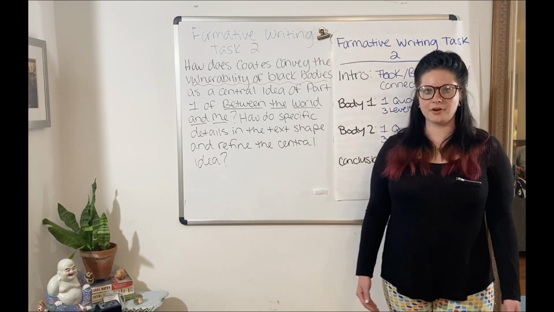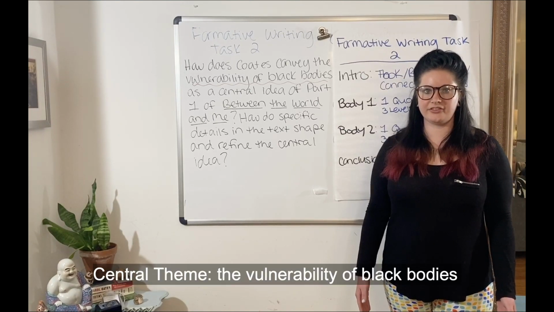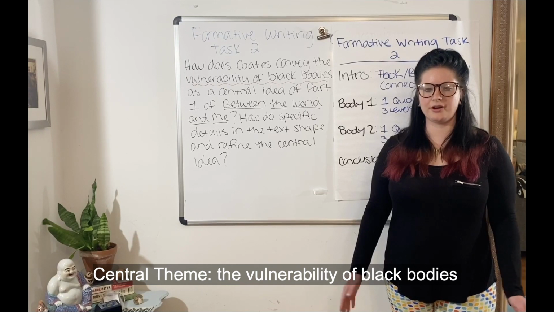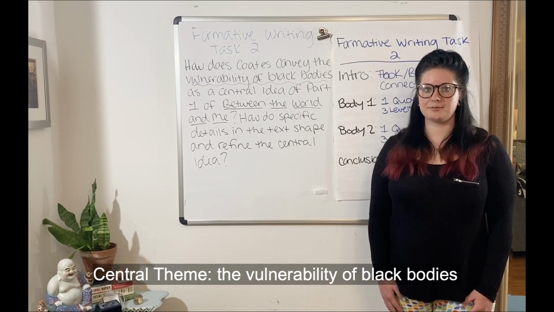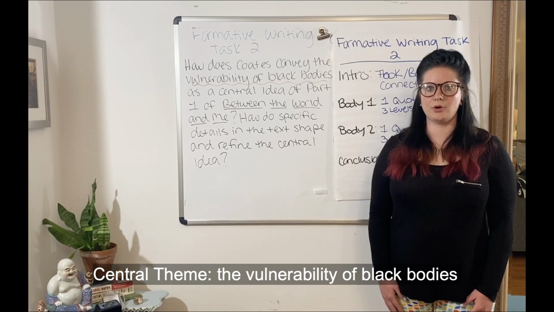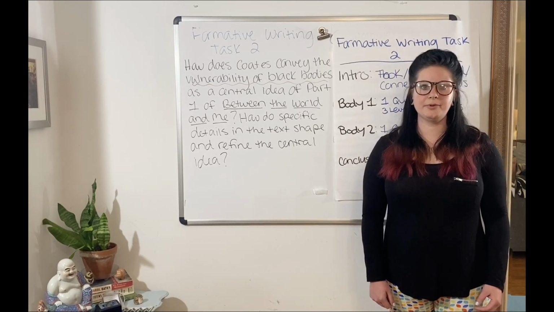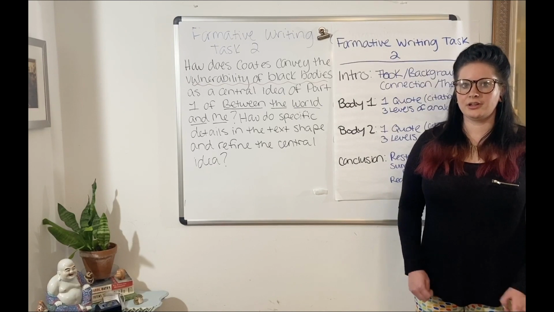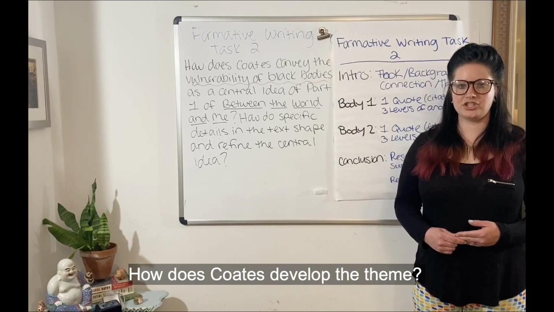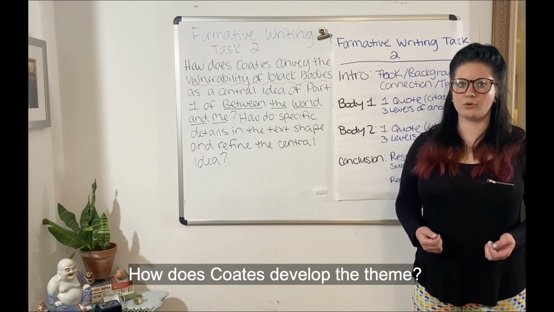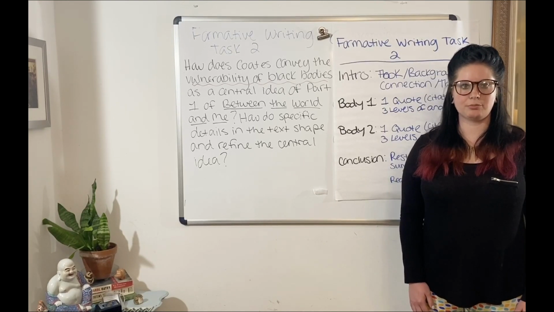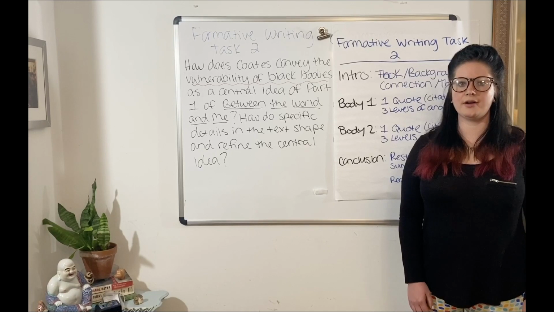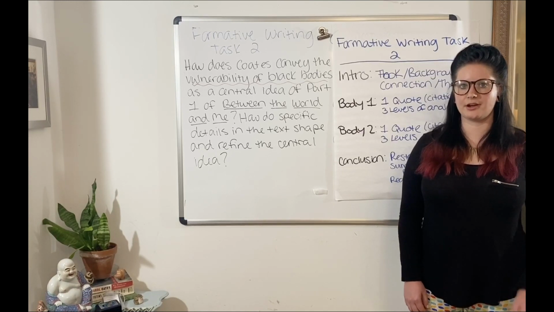So the vulnerability of Black bodies is the central theme of this part of the text. If you are vulnerable, you are more susceptible to physical or emotional harm. So you'll be explaining how Coates develops this theme, shapes it, and refines it over the course of the text. If you want to see me go more into detail over this prompt, I posted a video of just the prompt itself 2 weeks ago.